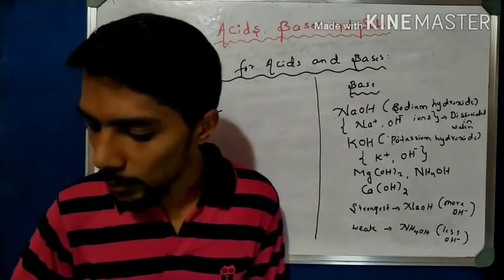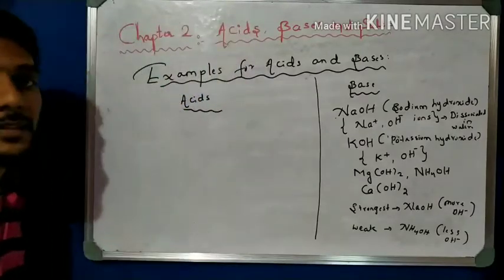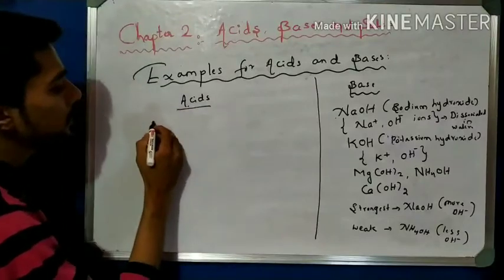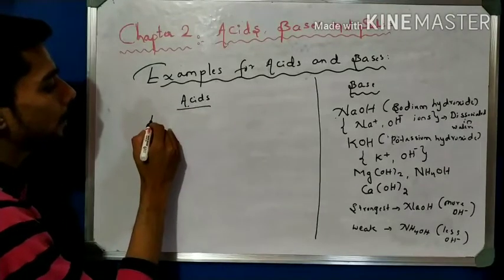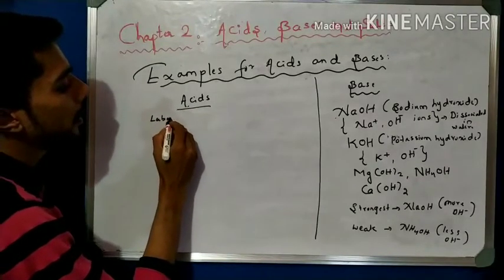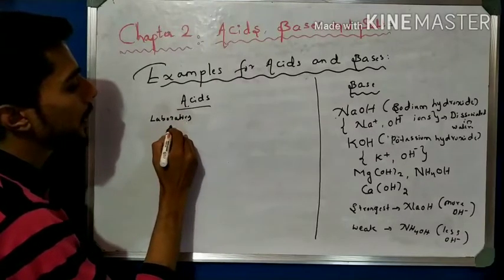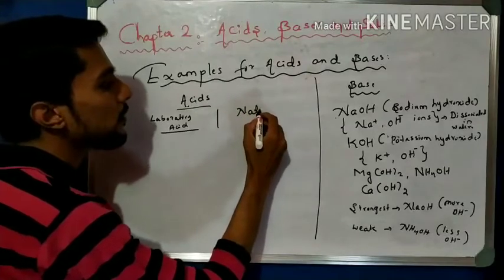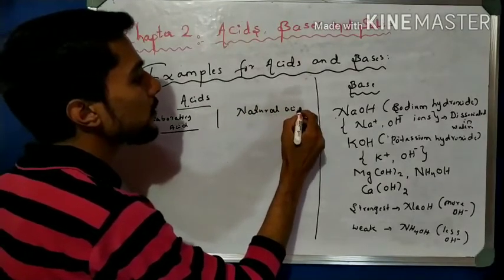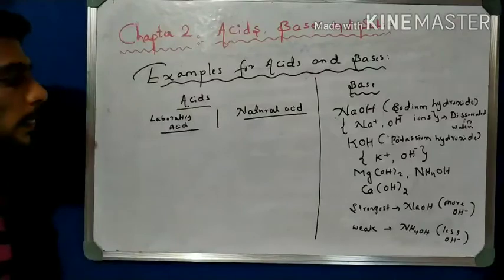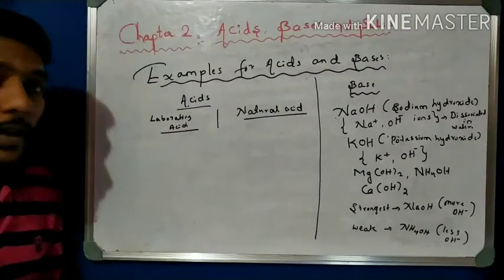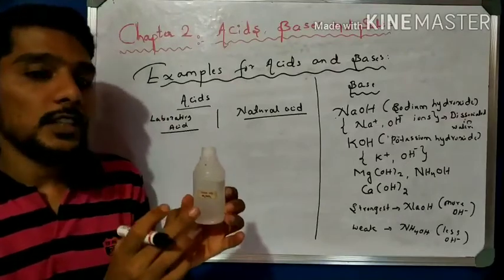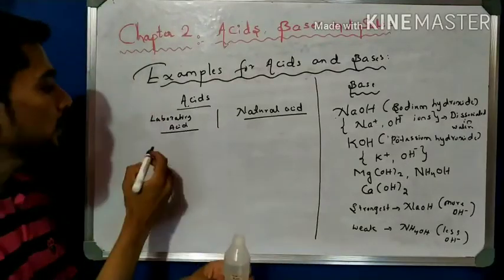Now come to another point, that is about acid substances. I divide acids into two types. One is laboratory acids, which are used in the laboratory, and the other is natural acids. There are two parts. About laboratory acids, I have one that is called the king of acids.